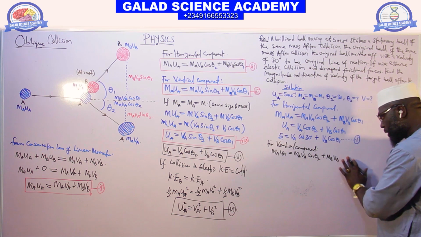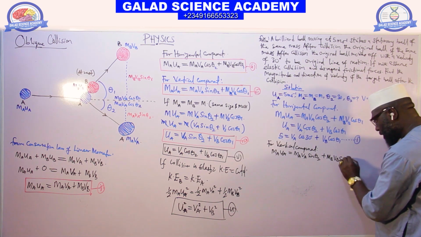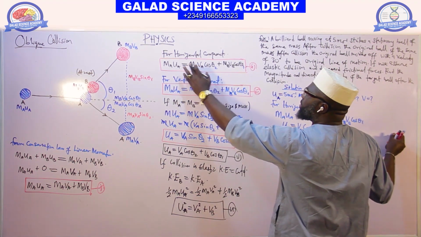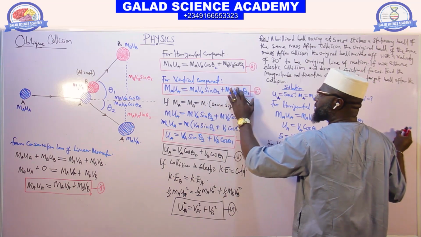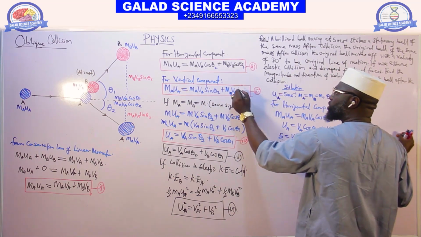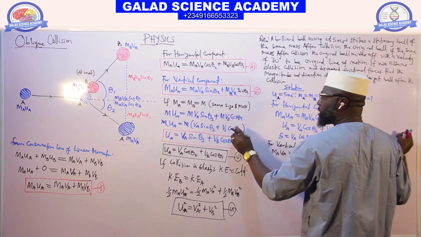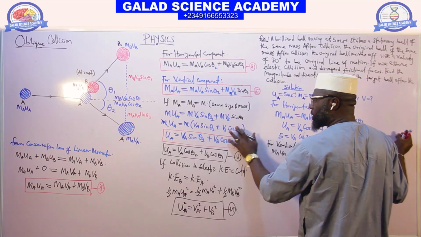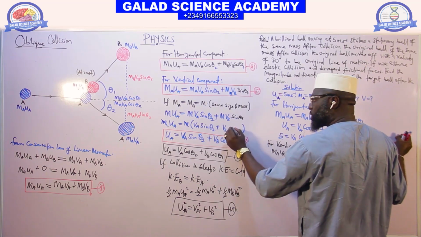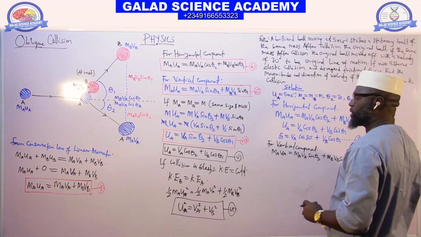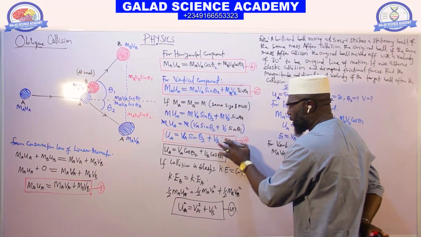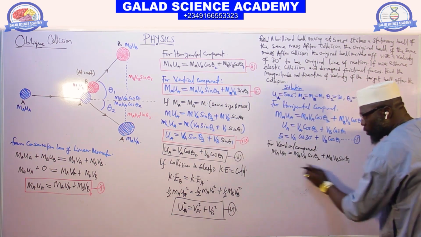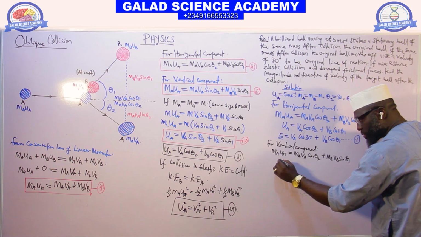Sorry, this is a big mistake. Here it is sine theta 1. For the vertical component, everything vertical is sine. I'm very sorry. Here we have sine theta 1.